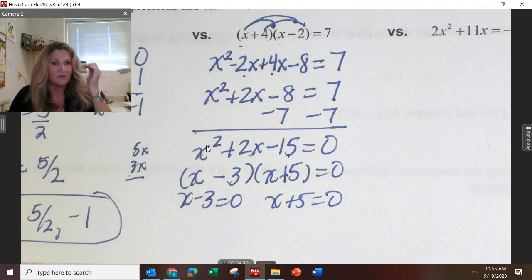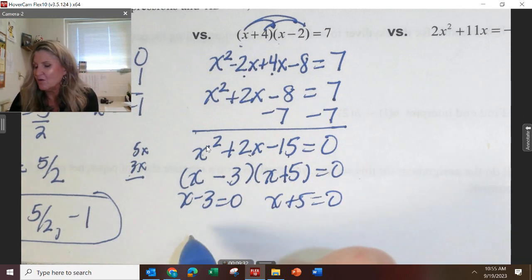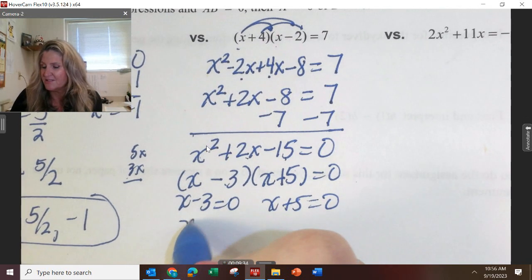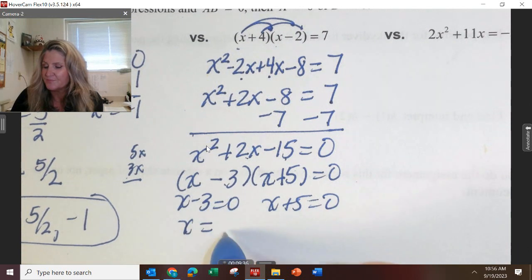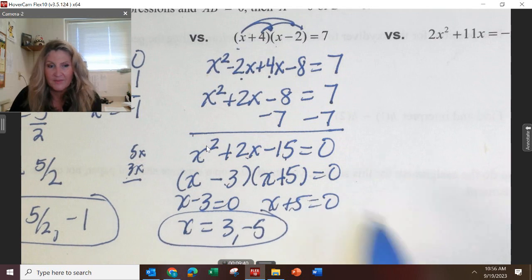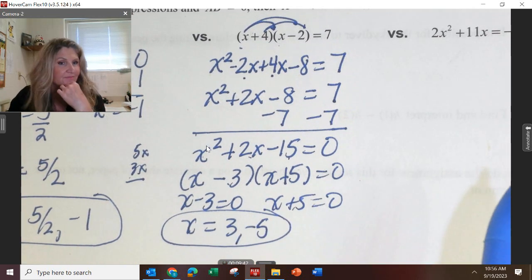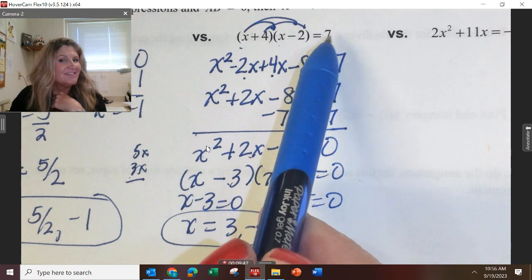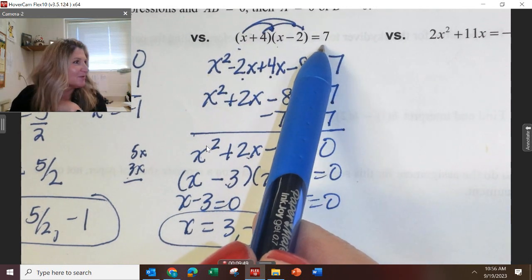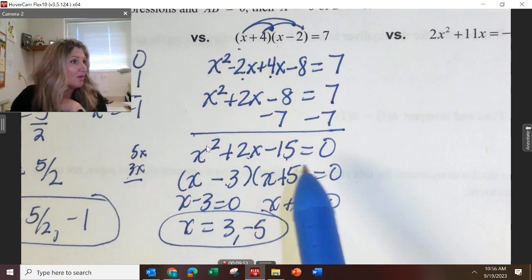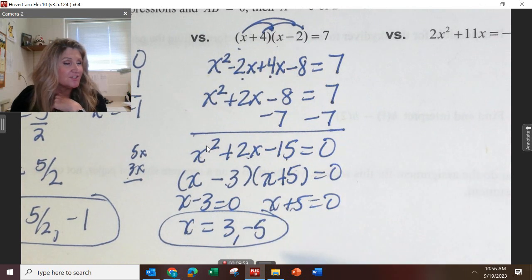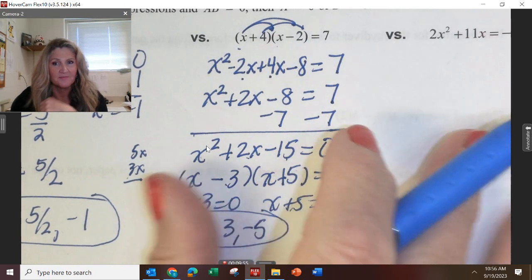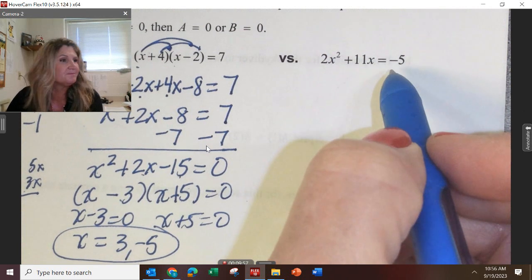So now I can set each one of these equal to 0. And so what are our solutions going to be then? X is going to equal 3 or -5; those are our two solutions. So this problem, we do not like it when it equals a number besides 0 because we have to go through all of that work to find the solution.